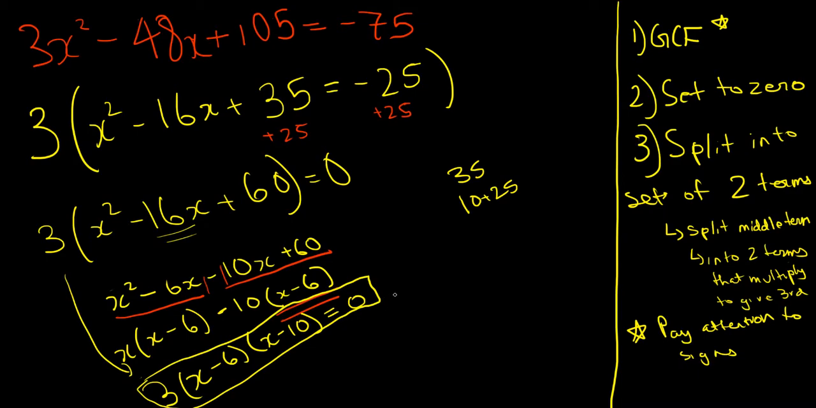Now if you're asked to solve it, oh wait, I forgot to write the step here. Factor. So now we're going to solve these. If we were asked to solve these, we're going to use something called the zero product property. Solve with zero product property. Now let me just explain that to you in a second here.